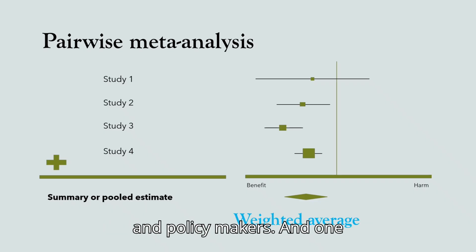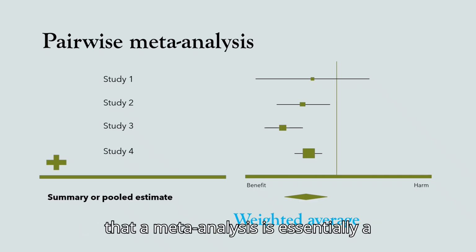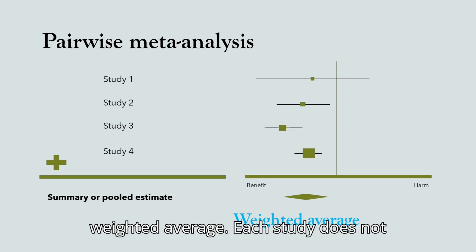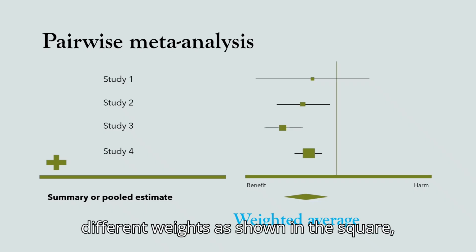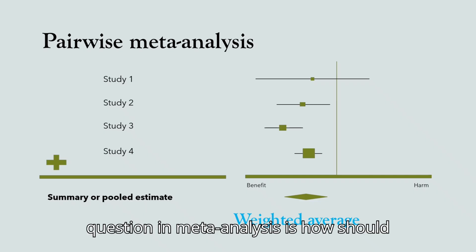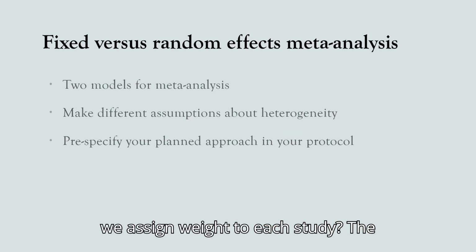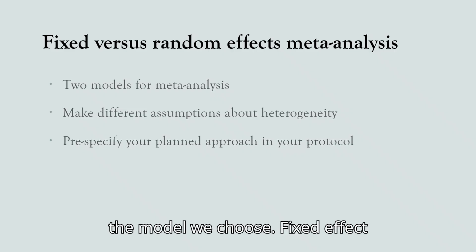And one final important point to remember here is that a meta-analysis is essentially a weighted average. Each study does not contribute equally to the final pooled estimate. Instead, studies are given different weights, as shown in the square, based on factors like variability. So a key question in meta-analysis is how should we assign weight to each study? The way we assign these weights depends on the model we choose: fixed effect or random effects model.